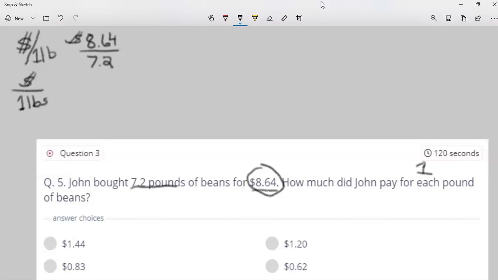Now, we could use our calculator, but we are trying to practice our math skills, so we will continue with some long division here. We are going to rewrite that fraction as 8.64, once again our dividend and our divisor, divided by 7.2, which is our pounds. Once again, this is awkward, and so what we need to do is rewrite this to make it easier to solve using long division.